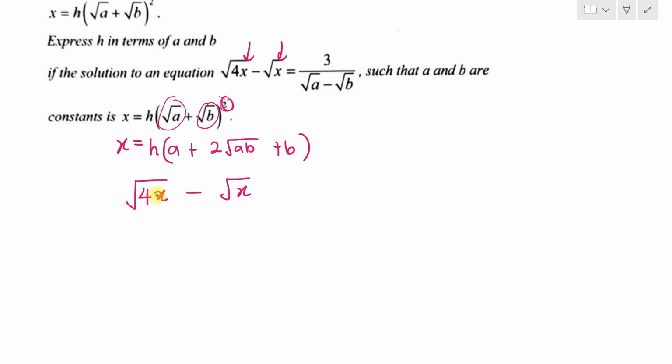I cannot minus this. Can I square it? I try square first. Square the whole equation. I simply square. If I square, what will happen? You need to square this side also.